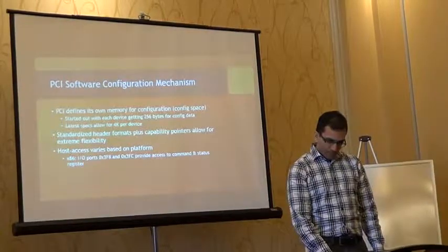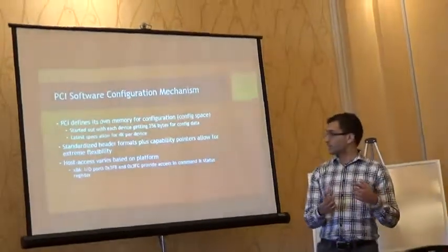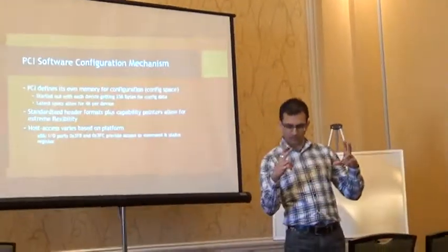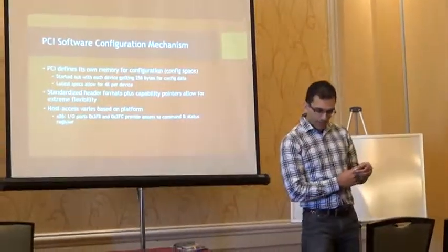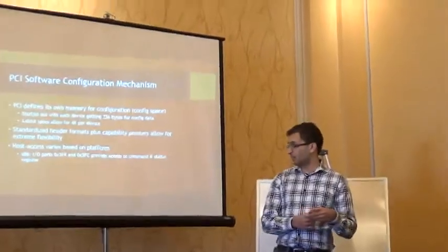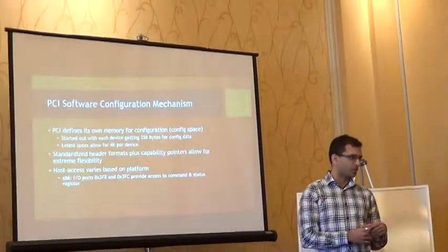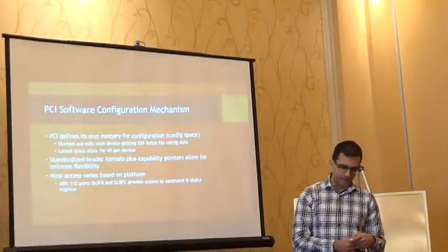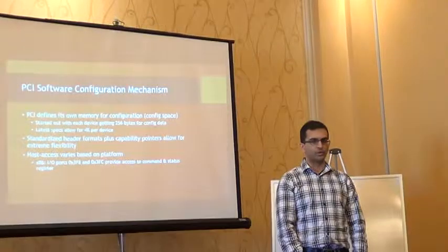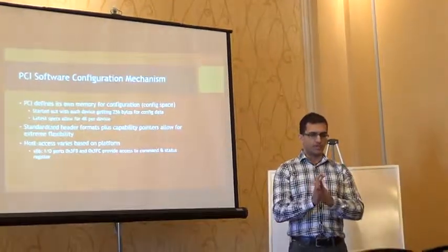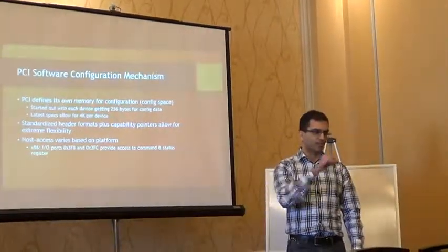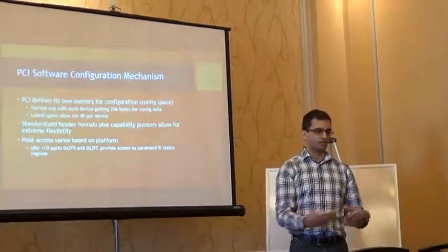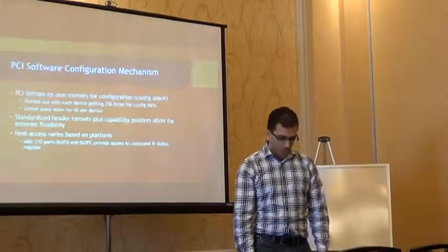So the software configuration mechanism: basically every PCI device, starting at the beginning, gets 256 bytes for config data. I think my next slide has an outline of what's in there. And then the latest spec allows each device to have 4 kilobytes of memory space to do whatever it needs to do. The header formats are standardized, and there's a concept called capability pointers where instead of being fixed, it basically points to, hey, go here for the next header, go here for the next header, or it'll just say FF and say, all right, config space is done. So it's very, very flexible.